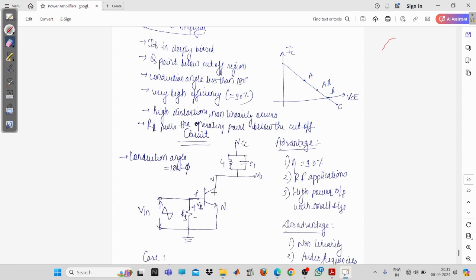So take a transistor, and across the base and emitter terminals, you will have to connect the base resistor, and this base resistor is going to pull your operating point below the cutoff, because we want only a part of the input signal to be amplified. We don't want the entire signal to be amplified. If you want the entire signal, then you need to go for the Class A amplifier. And if you want half of it, then you need to go for the Class B power amplifier.